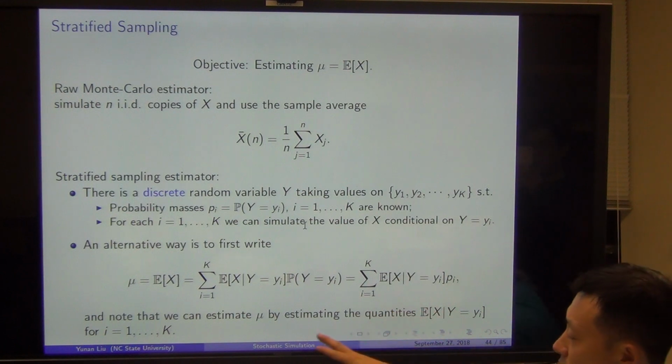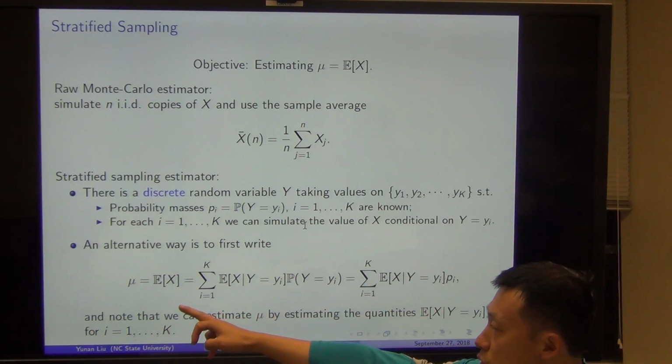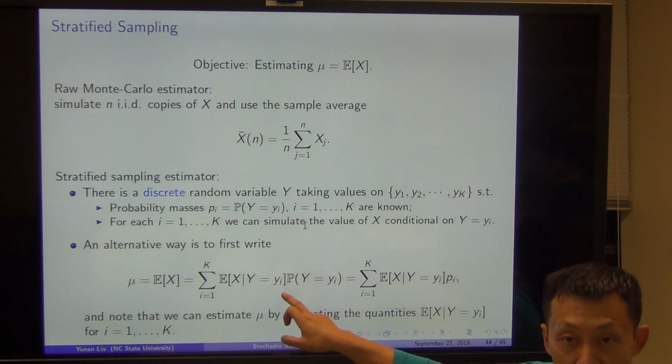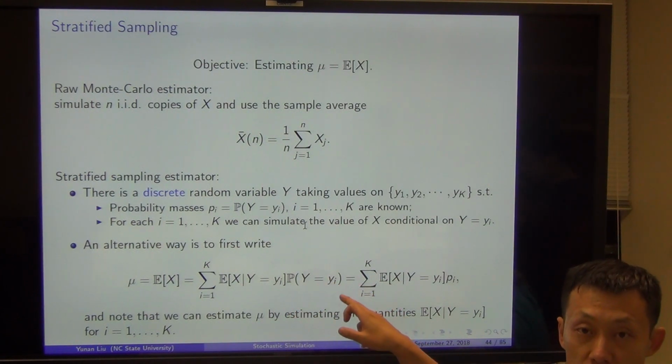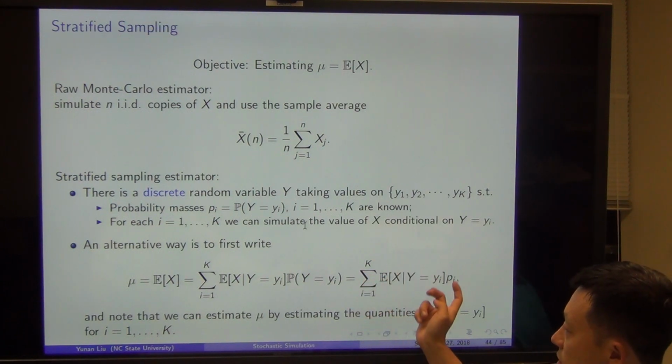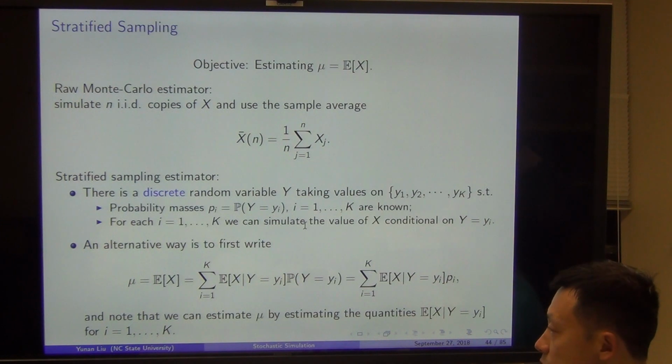If you can do so, applying the law of total probability, mu is equal to E[X], that is equal to the sum of E[X given Y equals y_i] multiplied by the probability that Y equals y_i. So this is simply the law of total probability, the conditional expectation formula. So what can we do about it?